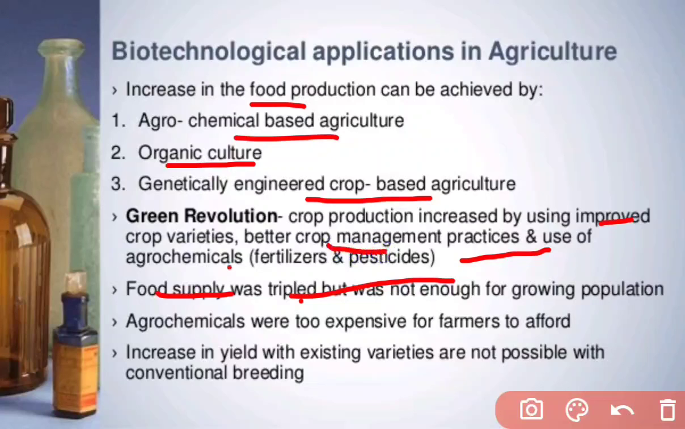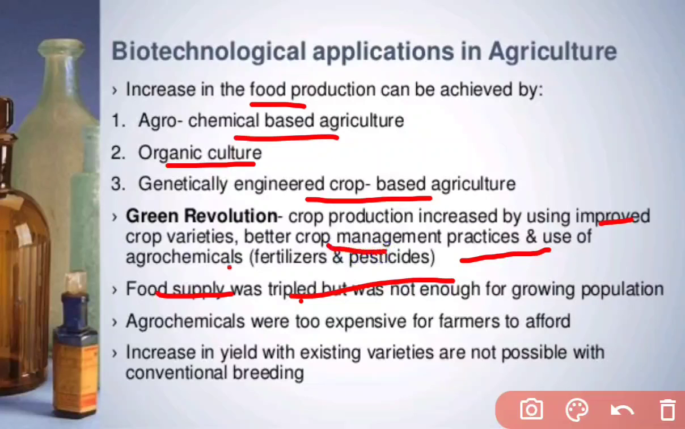आपको ये जब एग्रोकेमिकल फर्टिलाइजर्स और पेस्टिसाइड्स इसको यूज़ करना है, बेस्ट क्रॉप वेराइटी को यूज़ करना है, बेटर क्रॉप मैनेजमेंट एंड प्रैक्टिस को अप्लाई करनी है, these are actually the motto and strategy of the green revolution. Next, food supply was tripled but was not enough for the growing population. तो फूड सप्लाई तो इंक्रीज हुआ but it is not enough for the growing population, demand is not fulfilled there.